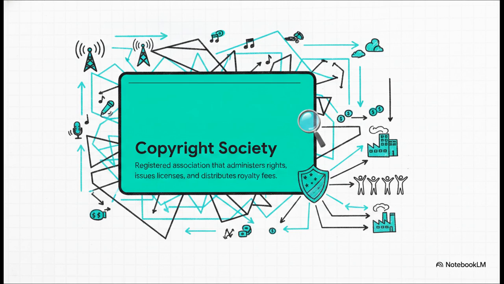Now, navigating this marketplace can be incredibly complex. I mean, how does a songwriter track every single radio station playing their track? The answer is, they don't have to navigate it alone. Creators can join a copyright society. These are registered associations heavily regulated by the government. Authors entrust their rights to these societies, which then take on the heavy lifting of issuing licenses, collecting the fees from businesses and broadcasters, and distributing those royalties right back to the creators. It's the ultimate power of collective control.